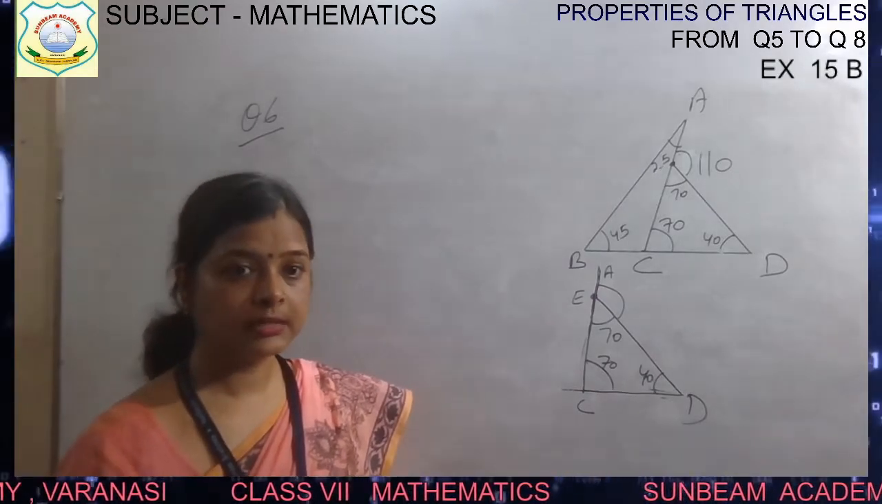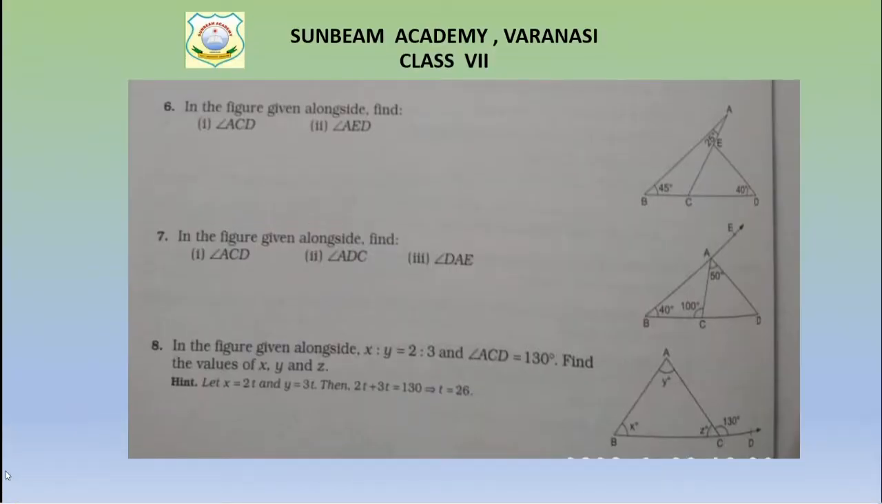Now see the next question, children. Next question is question number 7, and this we have to find. This we have to find, children. Okay. So quickly draw the diagram. I am also drawing my diagram. Now children, draw it quickly. I am also drawing it.